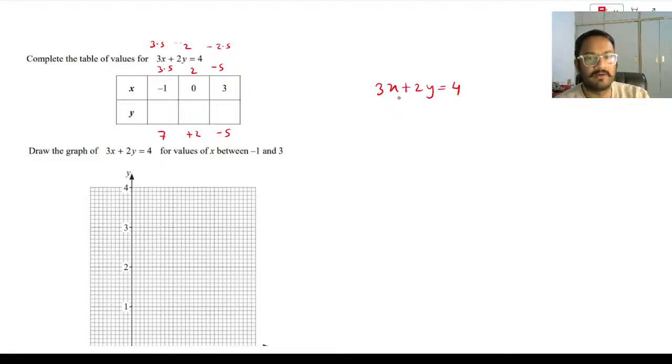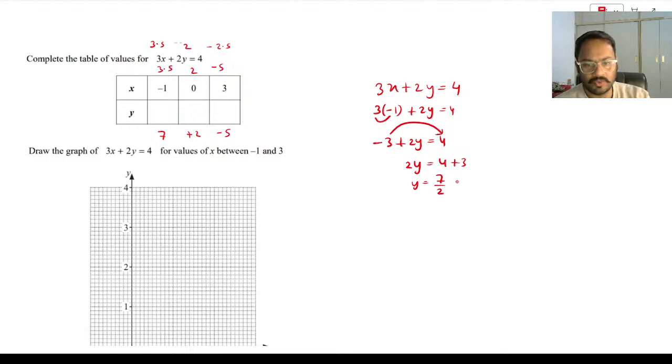Anyway, let's check now. So what you need to do is, x is -1. So I'll put the value of x as -1. So -1 in the place of x in 3x plus 2y is equal to 4. So 3 into -1 is -3 plus 2y is equal to 4. So you can send the 3 to the other side. So it is 2y is equal to 4 plus 3. So y will be equal to 7 upon 2, that is 3.5. Correct. So the correct answer is 3.5.